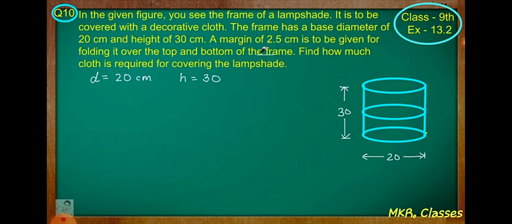Okay. Now next question: in the given figure you see the frame of a lampshade. It is to be covered with a decorative cloth. The frame has base diameter 20 and height 30 centimeter. A margin of 2.5 centimeter is given for folding it over the top and the bottom frame. How much cloth is required for covering the lampshade?